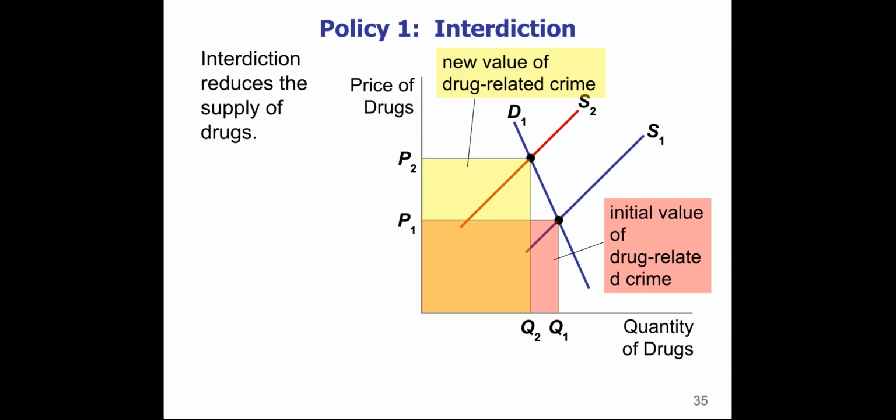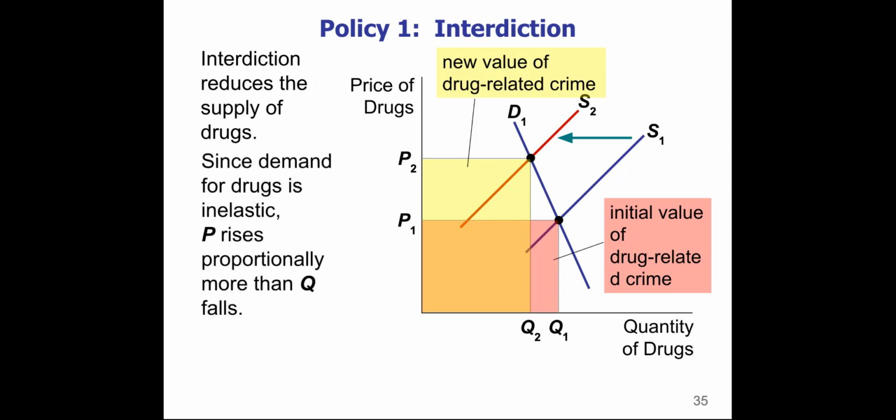So this is interdiction. If we reduce the supply of drugs in the market and the marketplace still has an inelastic demand, then something interesting happens. The new point on our demand line there at supply 2, which is at an equilibrium of price 2 and quantity 2, I have highlighted that total revenue box in yellow.